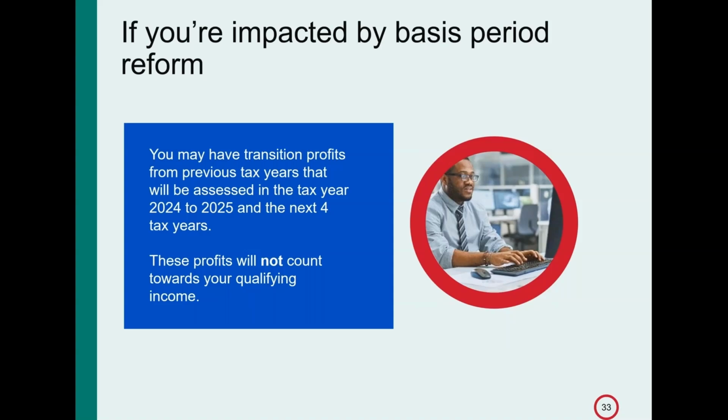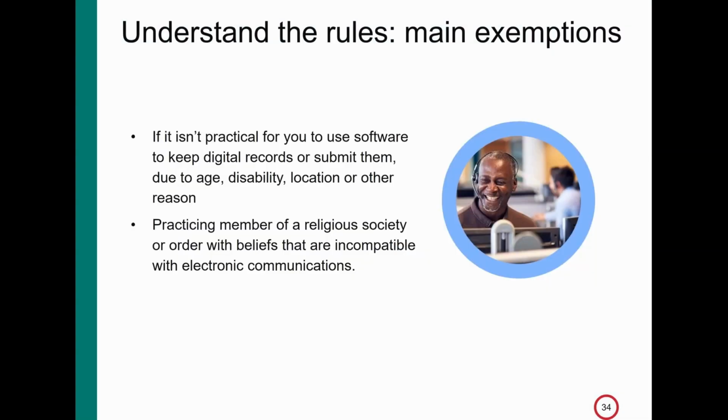We will now move on to customers who may be exempt, even if their qualifying income is above the threshold. You will be able to apply for an exemption from using Making Tax Digital for income tax when the application process opens later this year. If you consider that you are digitally excluded, you can apply if, for any reason, it's not practical for you to use software to keep digital records or submit them. This may be due to your age, disability, location, or another reason. Practicing members of a religious society or order with beliefs that are incompatible with using electronic communications.